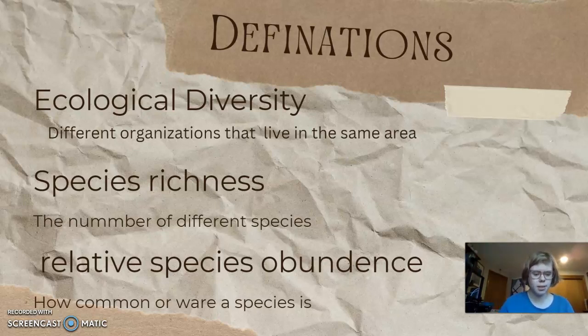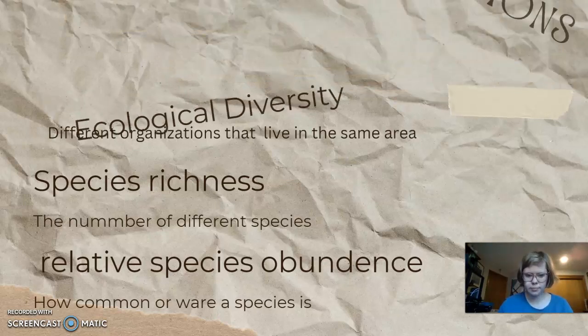Relative species abundance is how common or how uncommon a species is. For instance, if that oak tree, there's only one, then that's rare. But with the pine tree, if there is 4 of them, it's not as rare, so it is more common.